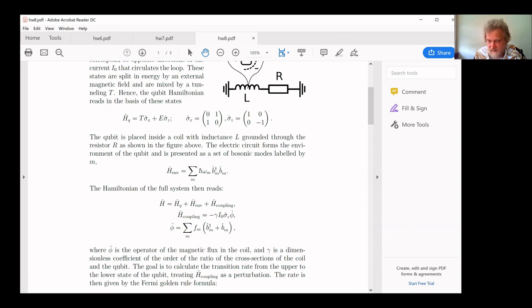There's a question in the chat. Let's see. I guess I will stop sharing in the meantime. How do you know what the initial state is?